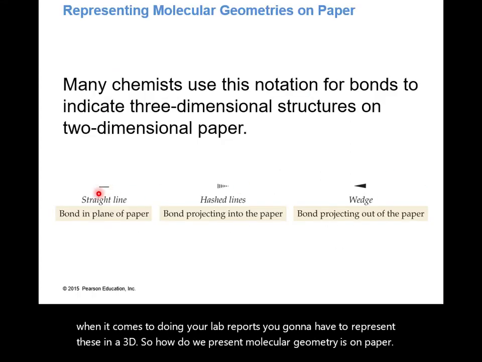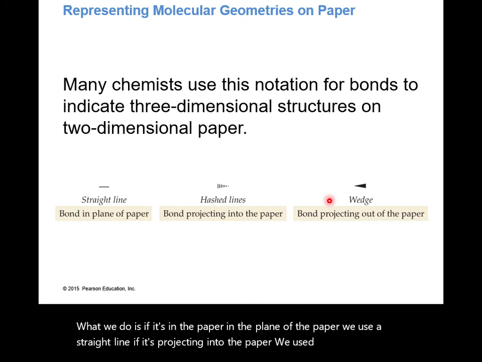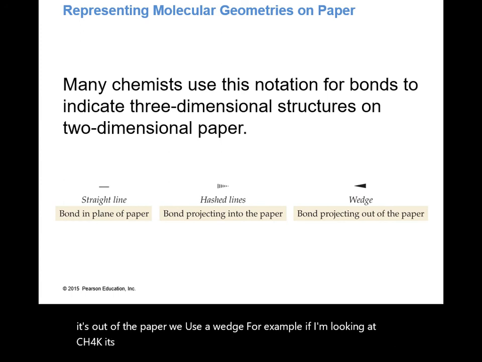What we do is, if it's in the plane of the paper, we use a straight line. If it's projecting into the paper, we use the hash line. And if it's out of the paper, we use a wedge. For example, if I'm looking at CH4, it's tetrahedral. So you would draw it something like this.